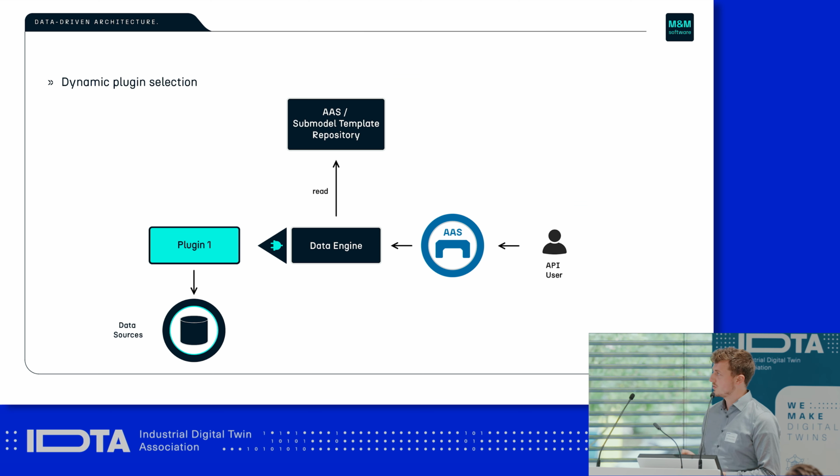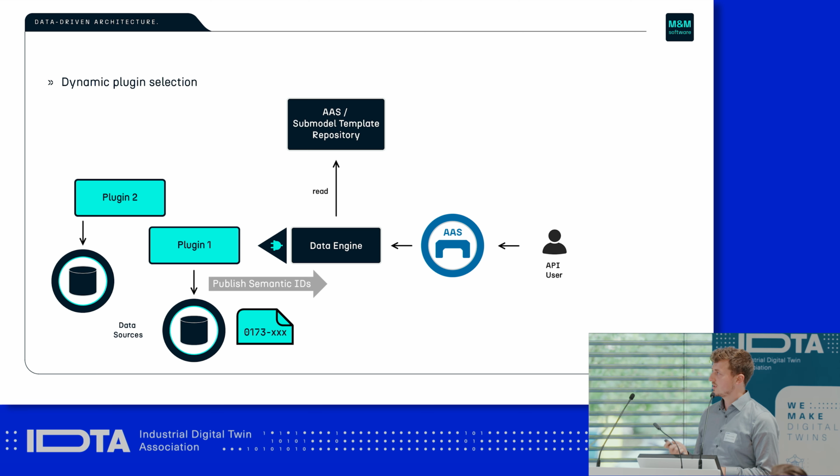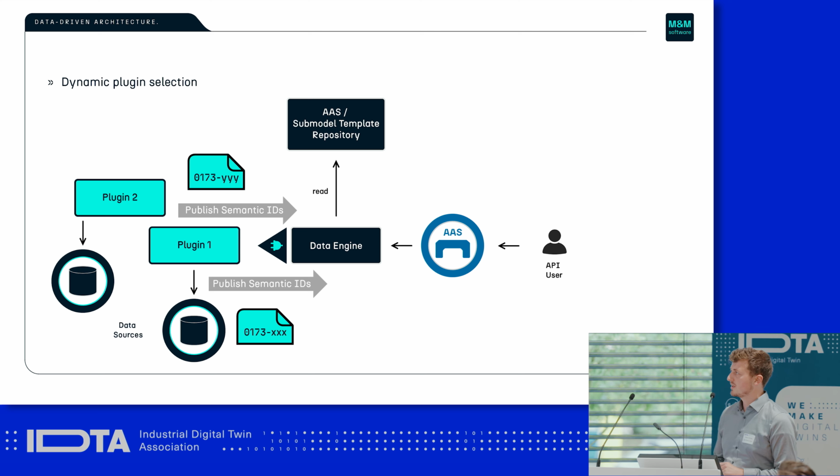This gives us the opportunity to add as many plugins as you like. So you can publish semantic IDs here. And if you have a second plugin, you can just add it and it will publish its semantic IDs, and then you have a really loosely coupled link between the templates and the plugins, and you can update them independently.